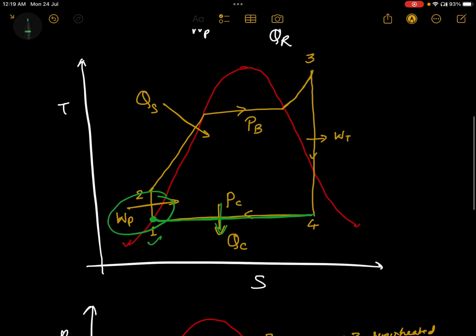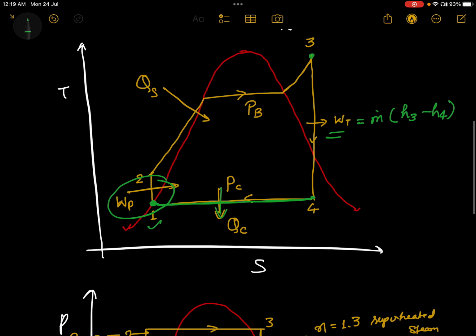So now we'll try to understand how we can determine the works and different types of heat. If I see the case of turbine work, how can we find the turbine work? So turbine work we can find as the mass flow rate of steam into H3 minus H4, enthalpy at 3 minus enthalpy at 4.